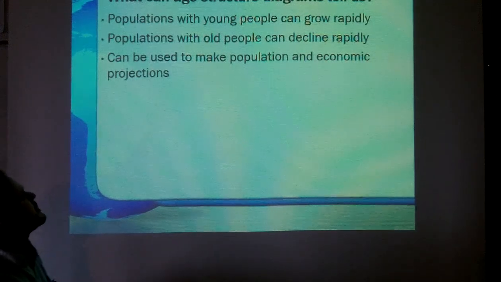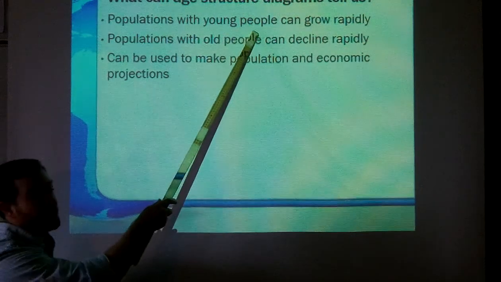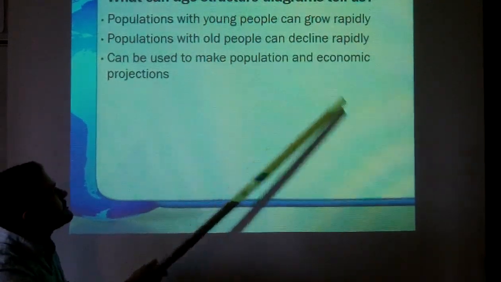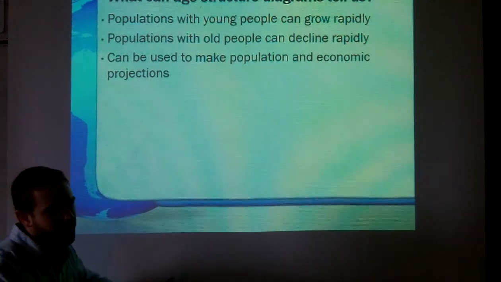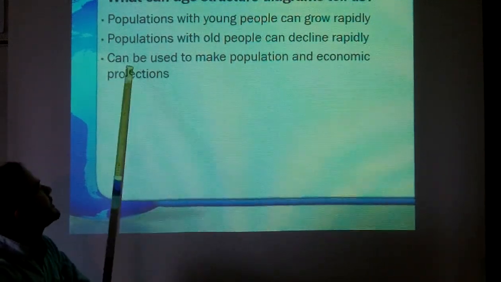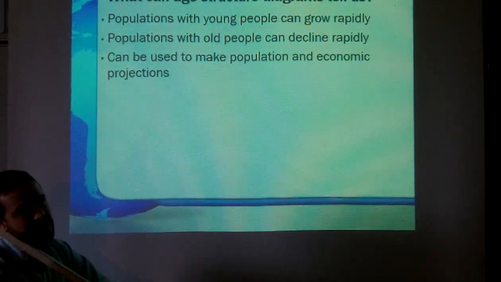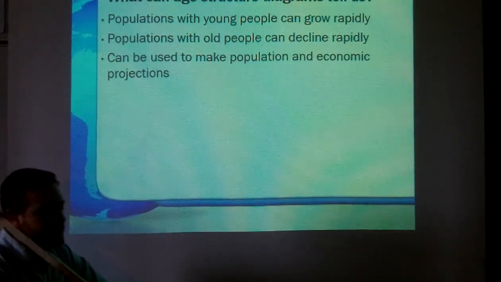So what can age structure diagrams tell us? That populations with lots of young people can grow rapidly. Populations with old people can decline rapidly. Surprise, surprise. And we can use these to make projections about their population and their future economic gains or losses.